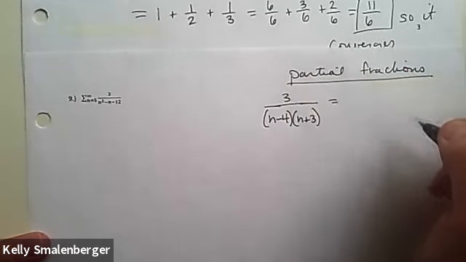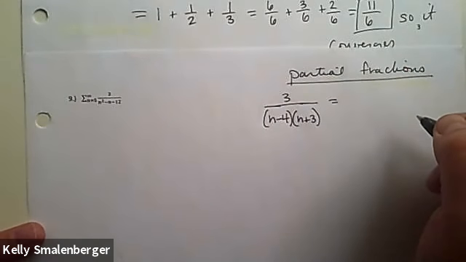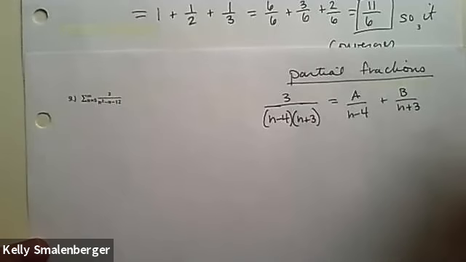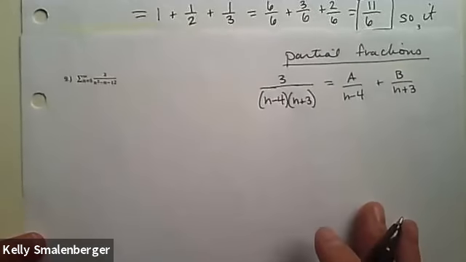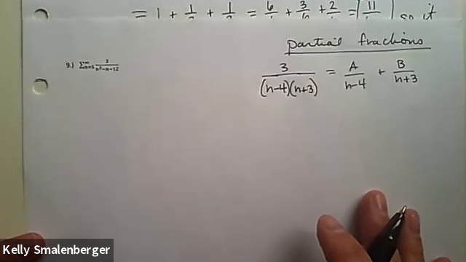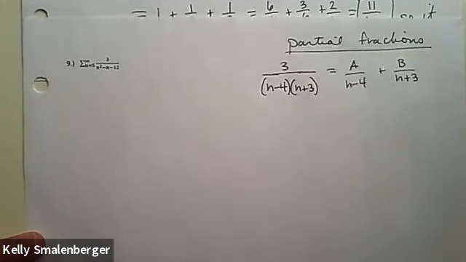Who can help me? Who can remind me what partial fractions? How do I do that? A over the first denominator plus B over the second denominator. Good. And then what do I do? That equals 3.